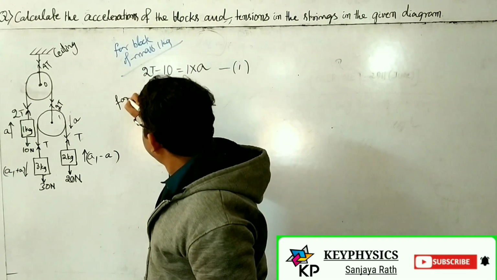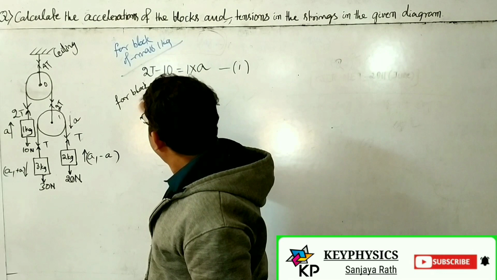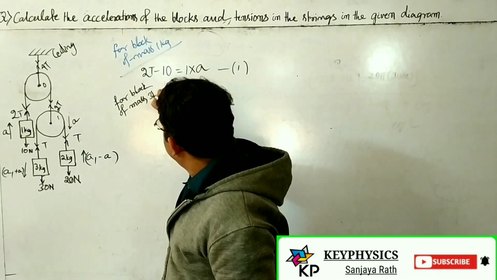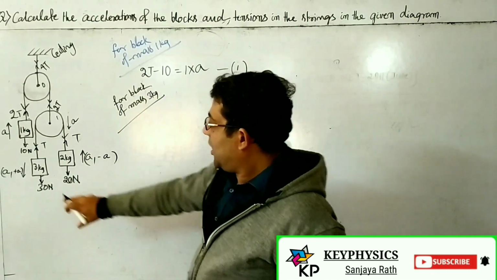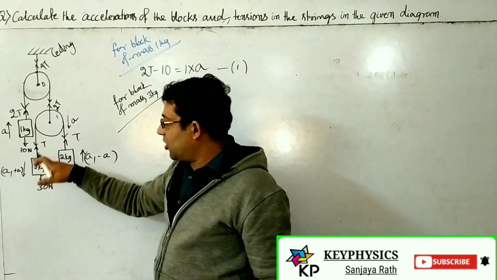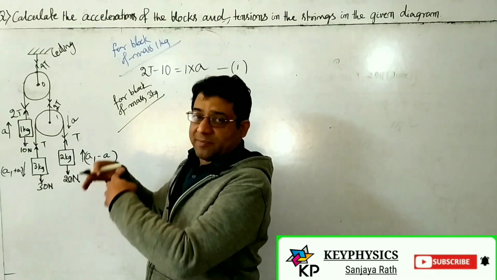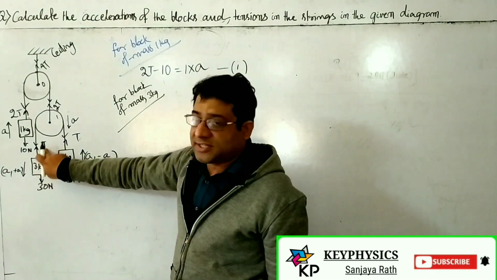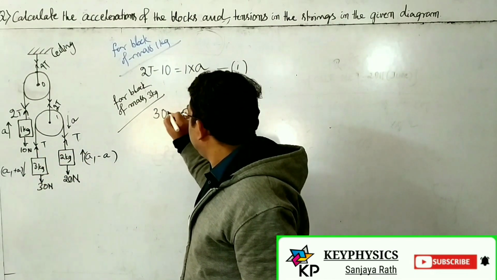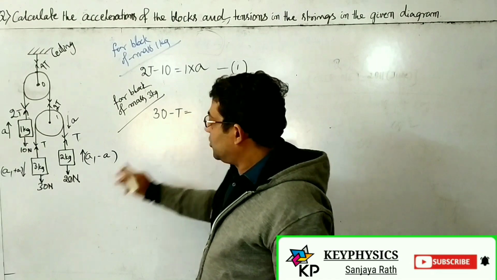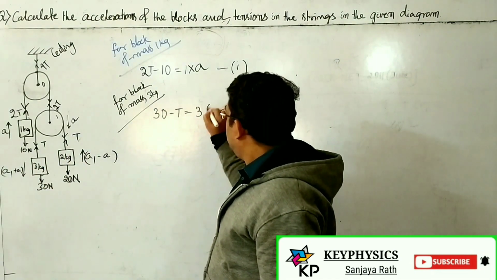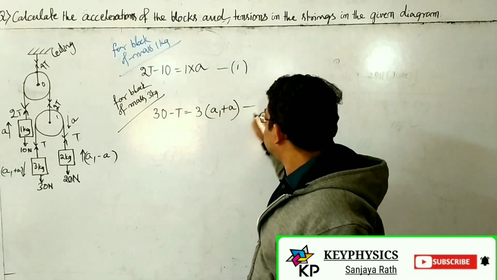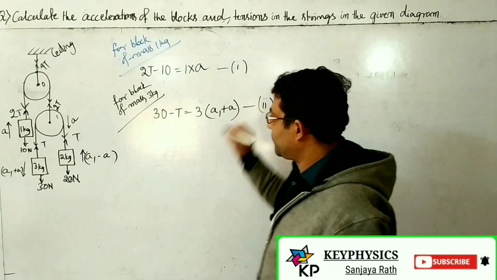Again I am writing for the block of mass 3 kg. I am writing another equation, again simply applying Newton's second law. The net force is equal to the mass of the block multiplied by the acceleration of the block. This block is coming down, so 30 Newton must be greater than the tension. So I am writing 30 minus T is equal to mass of the block 3 multiplied by acceleration A1 plus A. Fine, let's continue. Let's make it equation 2.